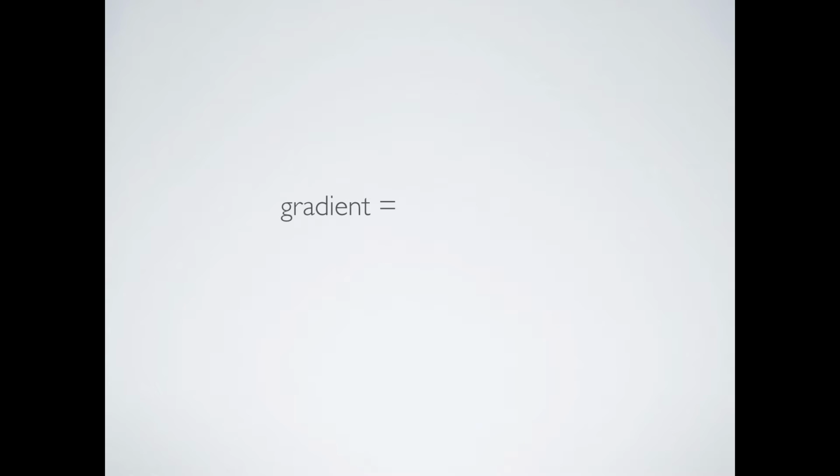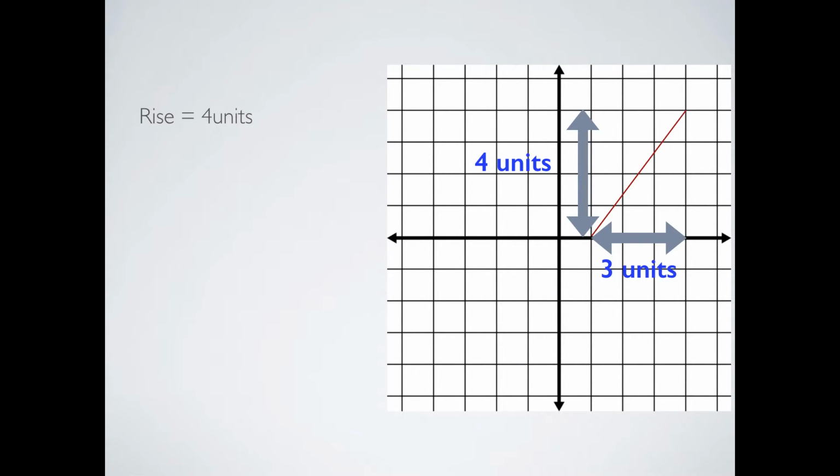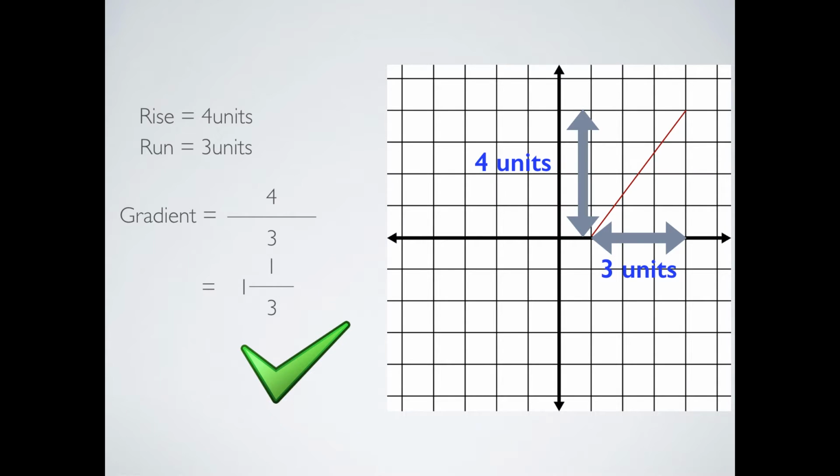So there's a formula. The gradient of a line is basically the rise, that is how much it rises, divided by the run, how much it goes in front. So let's come back to the line we had here. This line has a rise of 4 units because it rises by 4 units. It has a run of 3 units because it goes in front by 3 units. So the gradient, according to our formula, we plug in the numbers, and our gradient comes out to be 4 divided by 3, and that is our gradient.